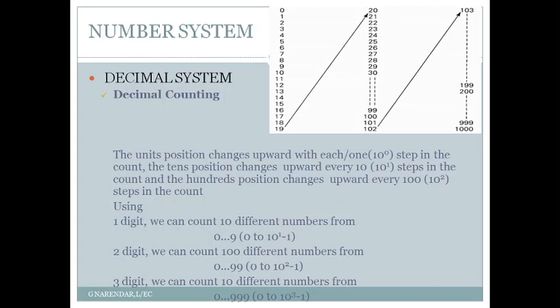And after 19, the units position again reached the highest digit. So we change 1 to 2. So there is an upward change from 1 to 2. And with the 2 in the higher position, in the lowest position we continued with 0 to 9 to get 10 more counts, and so on.